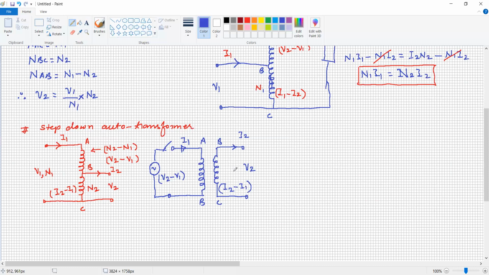The single winding auto transformer is converted into the two winding transformer, our single phase transformer. No doubt here the voltage applied is not only V1, but it is the difference V2 minus V1. Similarly, in the secondary, the current is I2 minus I1. This is not I2 here, it is I2 minus I1. Okay, so it is just similar. If you just forget this value I2 minus I1, V2 minus V1, it is similar to the two winding transformer.